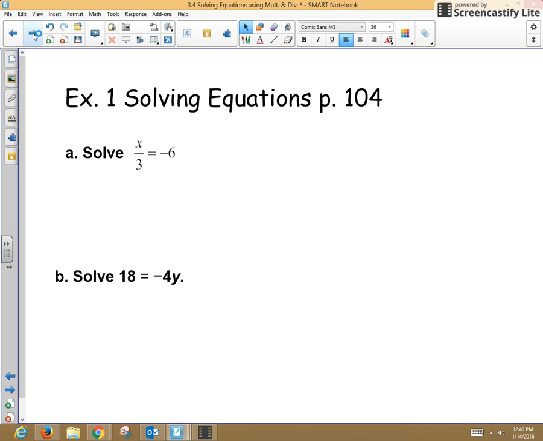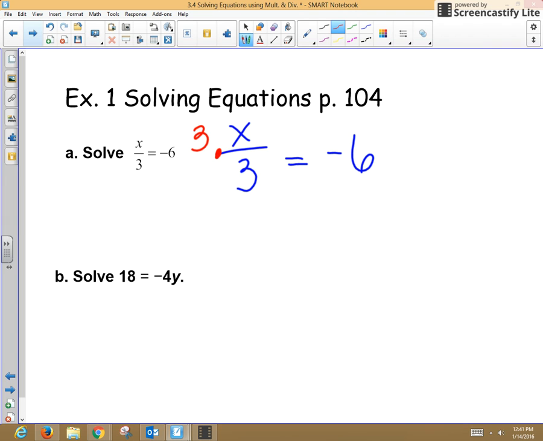Okay, example 1 is solving equations, which begins on page 104. We have x over 3 equals negative 6. Now x is being divided by 3. So we have to ask ourselves, what is the inverse operation of division? Well, that would be multiplication. So in order to solve for x, we need to multiply both sides by 3 to undo the division.